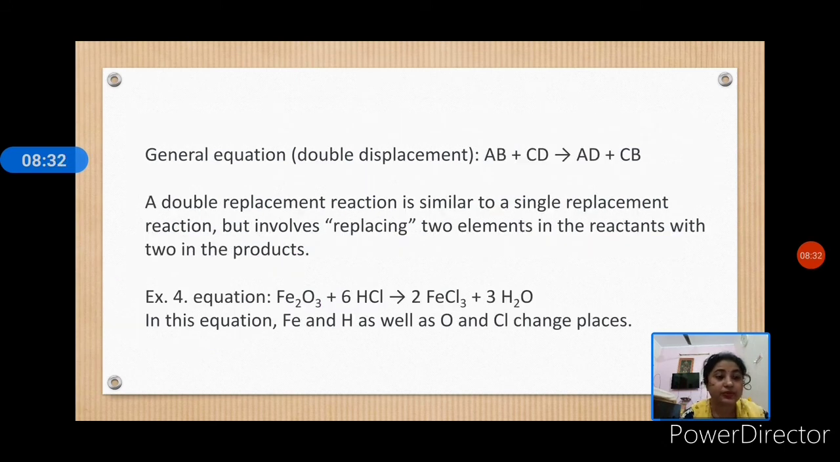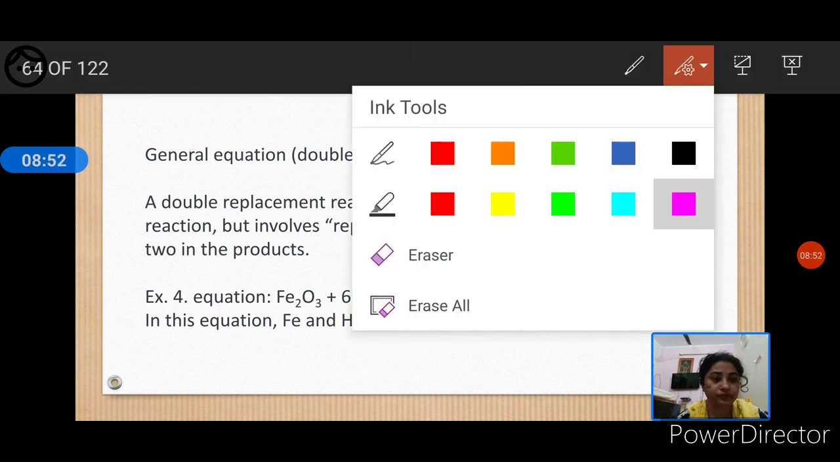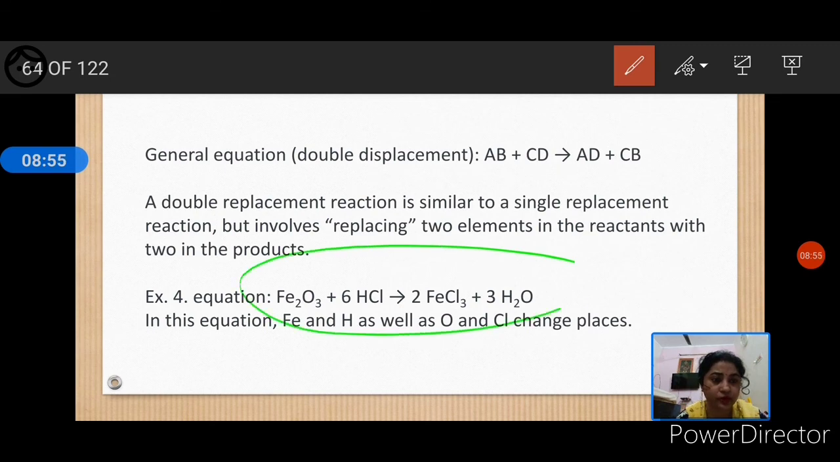Now, the double displacement reaction: AB plus CD gives out AD plus CB. A double replacement reaction is similar to a single replacement reaction but involves replacing two elements in the reactants with two in the products. See an equation here. This equation: Fe2O3 plus 6HCl gives out 2FeCl3 plus 3H2O. In this equation, iron and hydrogen, as well as oxygen and chlorine, change places.